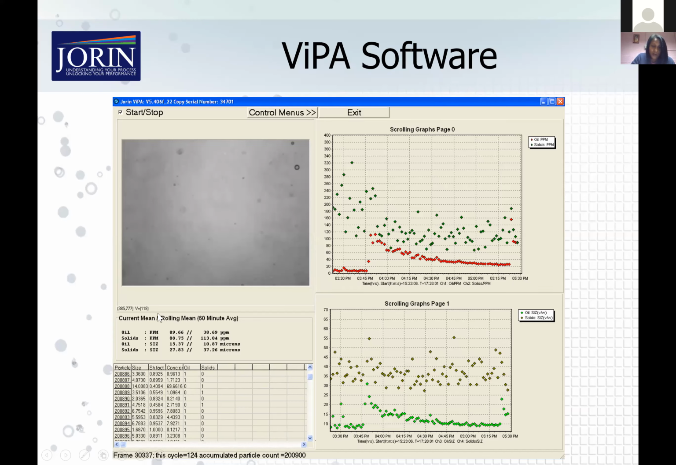And obviously the software can also run rolling averages in the background. So this is looking at the current cycle value, and then the number next to it is giving you your rolling average over, again, a user-set period of time. And in this scenario, it's a 60-minute average.